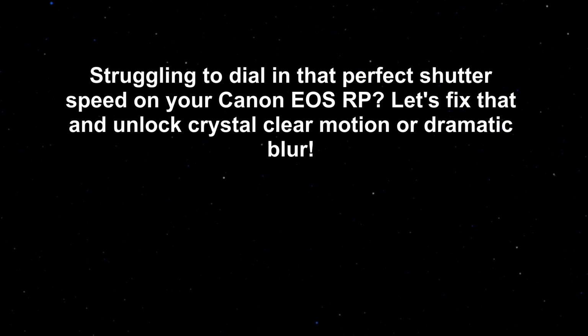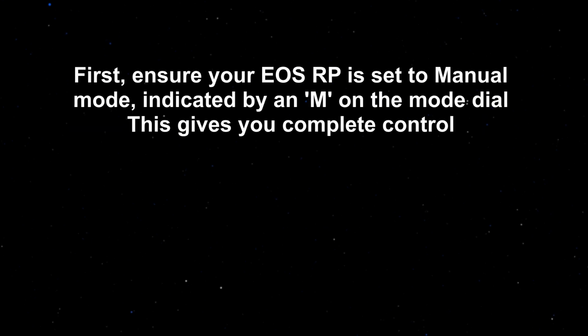Struggling to dial in that perfect shutter speed on your Canon EOS RP? Let's fix that and unlock crystal clear motion or dramatic blur. First, ensure your EOS RP is set to manual mode, indicated by an M on the mode dial. This gives you complete control.